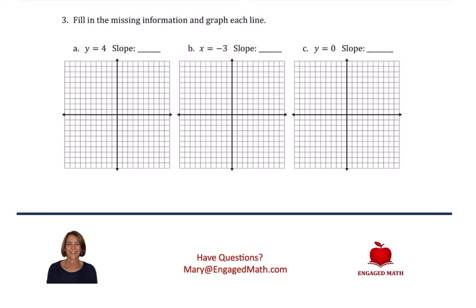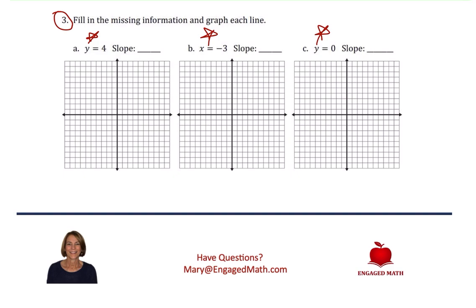Welcome to Lesson 9, problem number 3, where we are graphing lines that are either horizontal or vertical. The reason that lines turn out to be either horizontal or vertical is if there's only a y or only an x in the equation. There's not both a y and an x. That's the clue that we have a horizontal or vertical line.